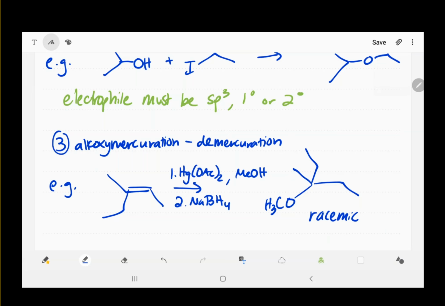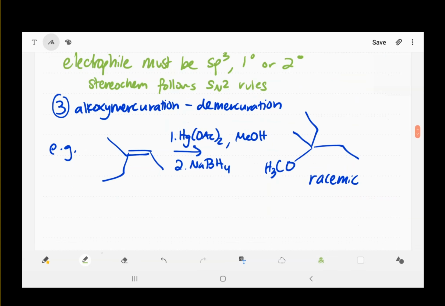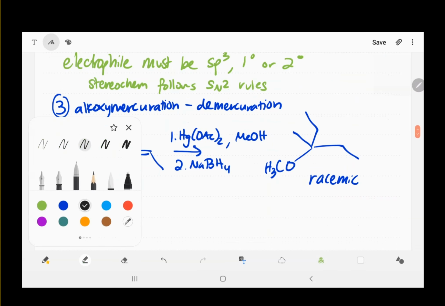Another note to have here is that stereochem will follow SN2 rules for your Williamson ether synthesis. Whatever your alkyl halide was, it will be inverted in the final product because it's SN2. Cool. So those were our three ways to make ethers.